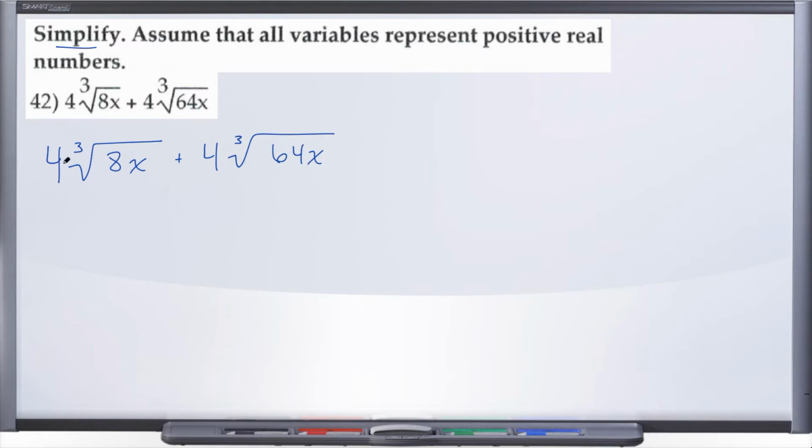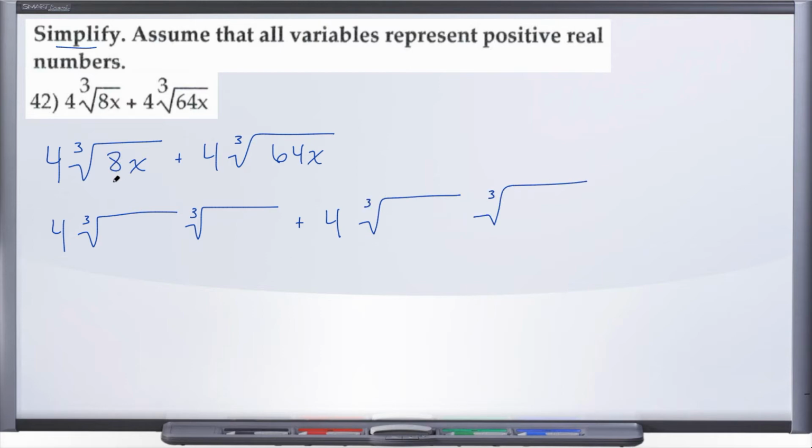So let's go ahead and take these two terms and break our radicals down into good stuff, bad stuff. So 4 and then good stuff, bad stuff. And don't forget to write your index. Plus 4 times good stuff, bad stuff. And again, writing that index.